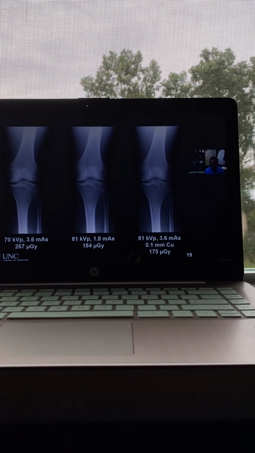So it's kind of neat. Did anybody see a dial filter being used when you did your rotations? Most places don't, but it is something that can be considered. And who knows, when you get out and you start working somewhere, it may be something that you suggest to the supervisors and say, hey, let me show you a way that we can reduce patient exposure.